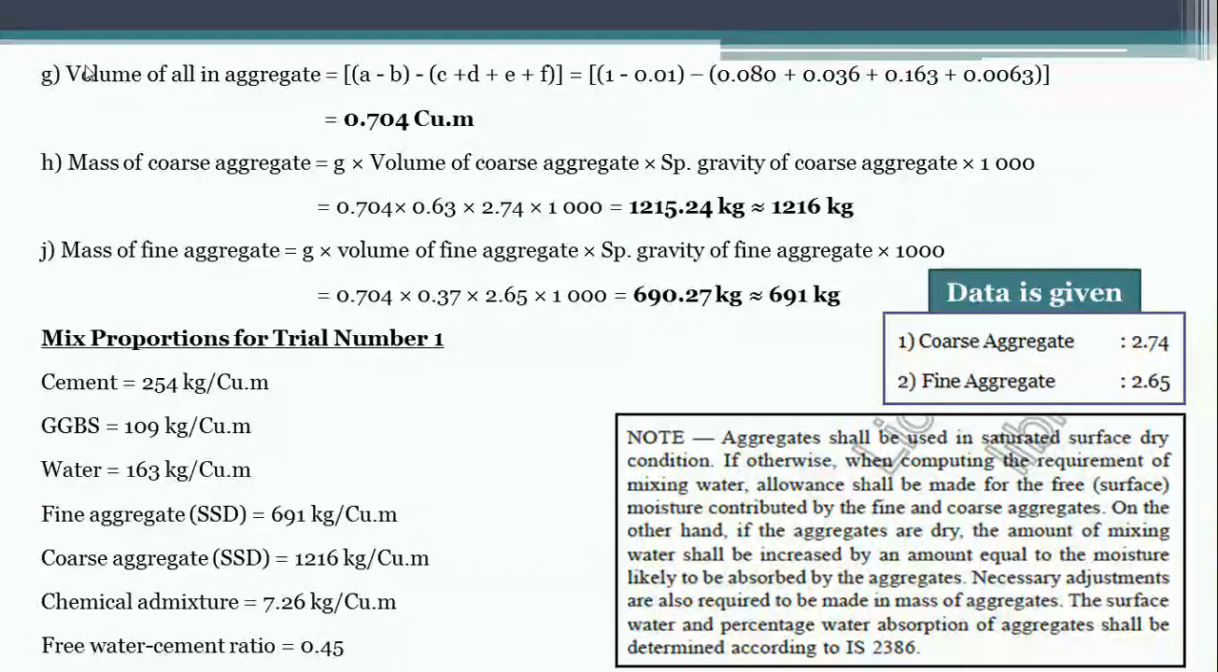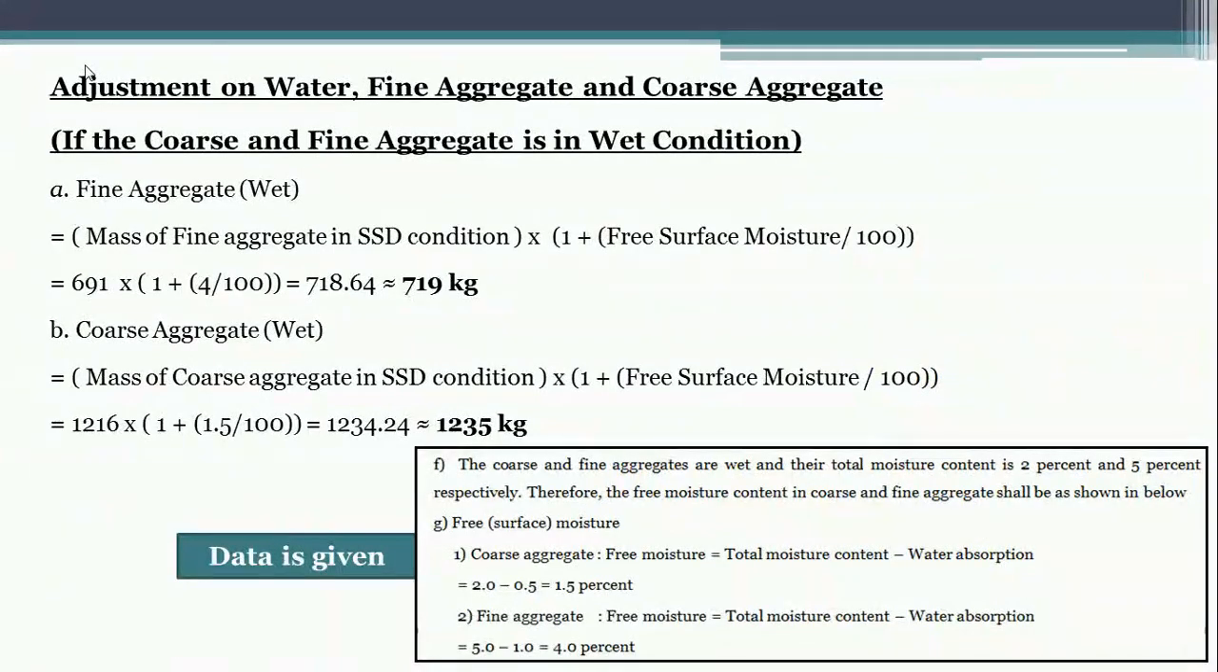SSD condition means all the internal pores are saturated but the surface is dry. That is a saturated surface dry condition. But wet condition means the surface is also wet and all the internal pores are also wet. So totally the aggregates are in wet condition. Now we have to do some adjustment for the wet condition.